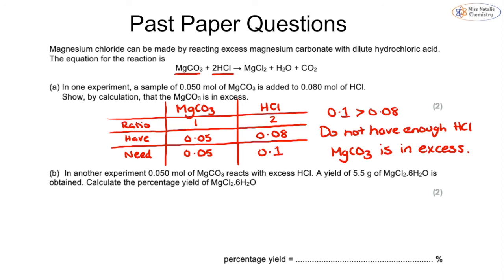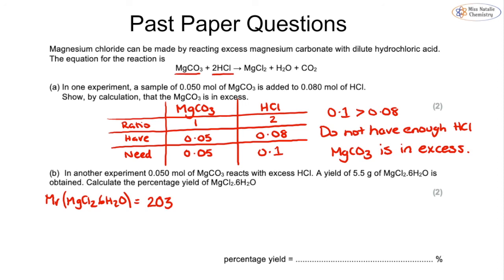Now, in another experiment, 0.05 moles of magnesium carbonate reacts with excess hydrochloric acid. So this is completely separate from part A. A yield of 5.5 grams of the magnesium chloride salt is obtained. We want to calculate the percentage yield. So we need to figure out, first of all, the MR of our MgCl2.6H2O. And when you do that calculation, you can determine that you have an MR of 203.